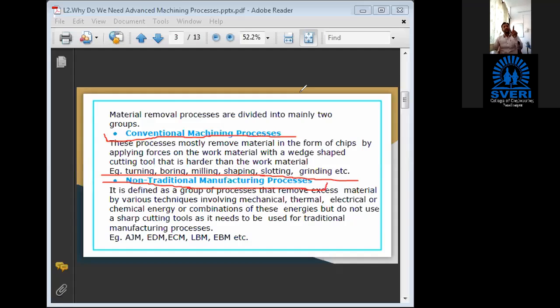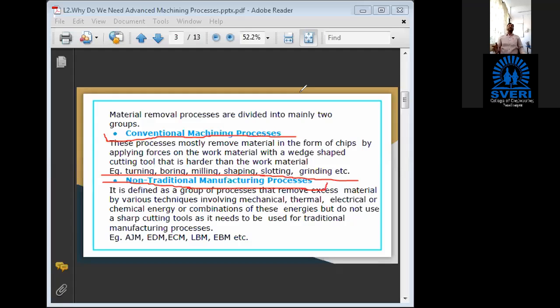But here in non-conventional, non-traditional machining, we are not using a sharp cutting tool. Here, how will the material removal happen? It will happen due to various techniques which involve mechanical, electrical, thermal or chemical energy, or a combination of these energies.